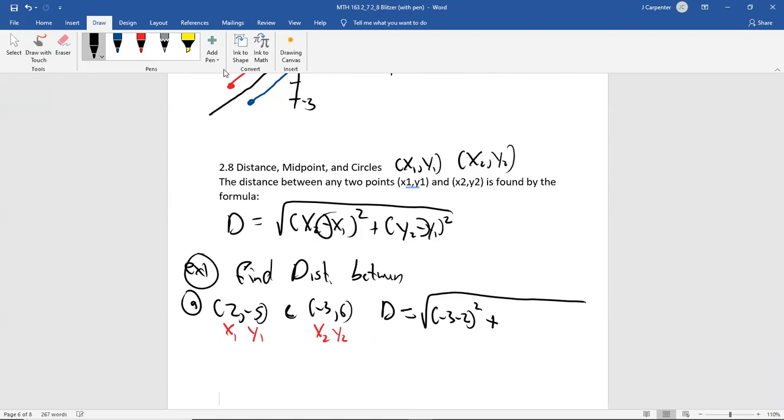Then a plus. Be careful. The insides are minuses. The thing between them is a plus. A lot of people accidentally make that a minus here. That's not. And then y2 minus y1, that's 6 minus, be careful, -5. Double negative scenario there.